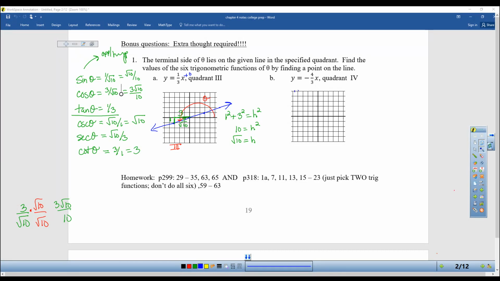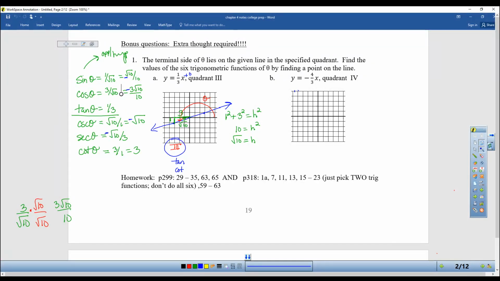Now, before I consider myself finished with this problem, I do need to put in the signs, S-I-G-N-S. Remember that we're working in quadrant 3. And in quadrant 3, only tangent, and therefore cotangent, are positive. Sine and cosine are negative, which also means that cosecant and secant are negative.